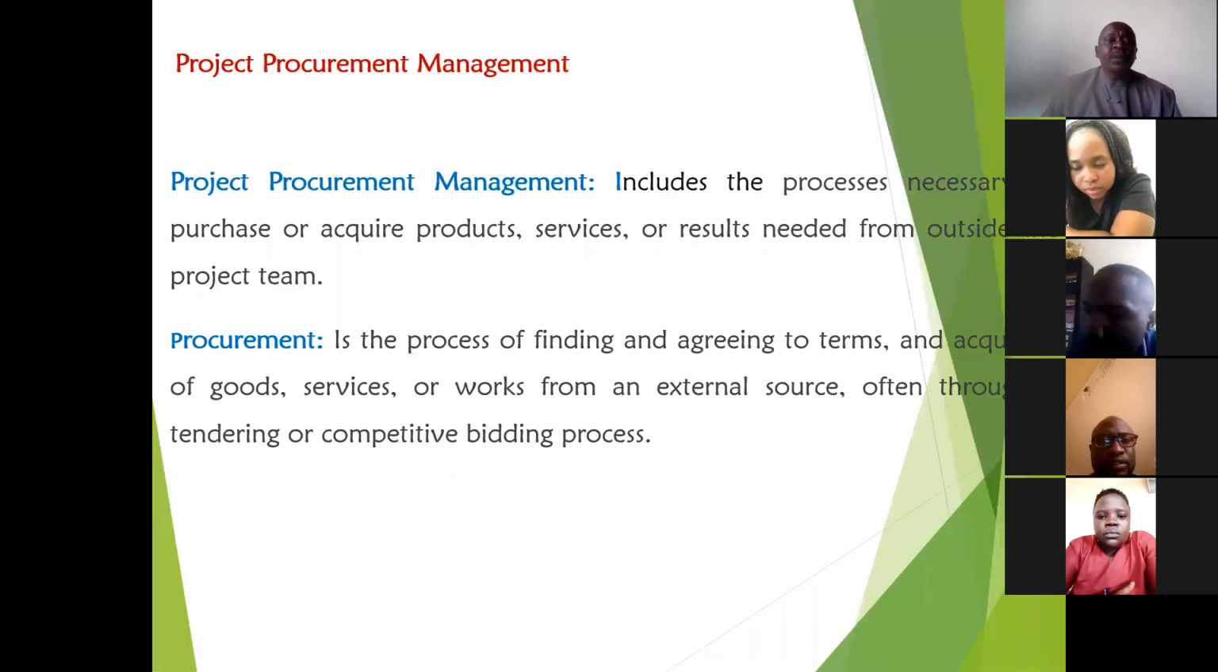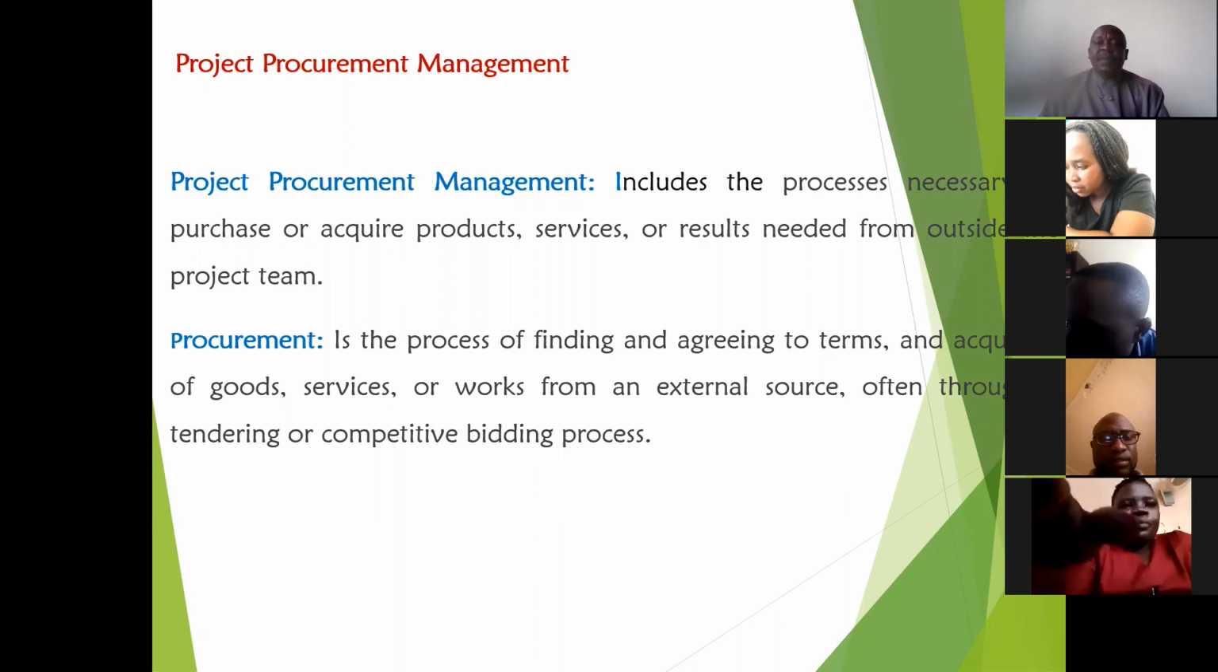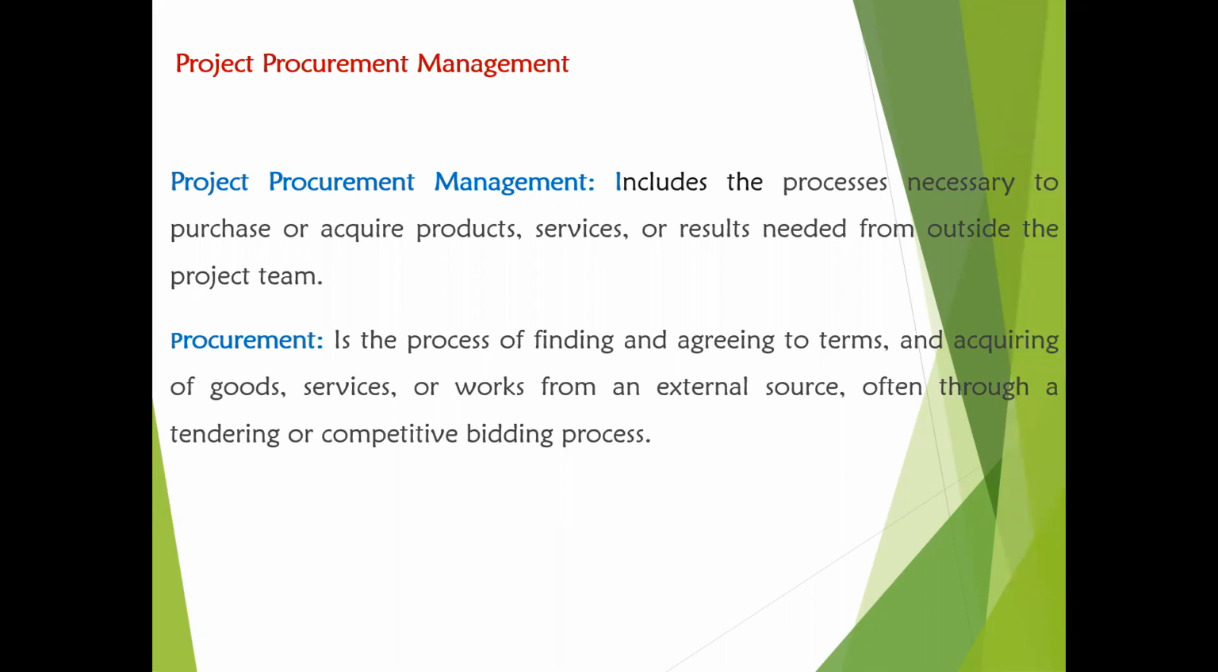To begin with, I want to talk about key terms which are used. Project procurement management includes the processes necessary to purchase or acquire products, services, or results needed from outside the project team. Procurement is the process of finding, agreeing to terms, and acquiring goods, services, or works from an external source, often through a tendering or competitive bidding process.